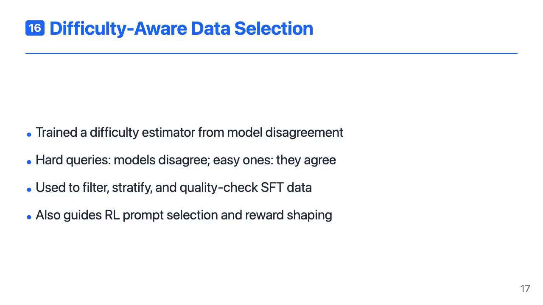Not all questions are equally useful for training. To focus on the right ones, the team builds a difficulty estimator. The idea is simple. If several strong models give consistent answers, the question is probably easy. If they disagree, it's likely hard. They collect responses from multiple models, label pairwise difficulty with an LLM, and train a classifier. This estimator is then used to filter out trivial queries, to apply stricter checks on very hard ones, and to balance the difficulty distribution in SFT. The same signal later helps choose RL prompts and shape rewards.